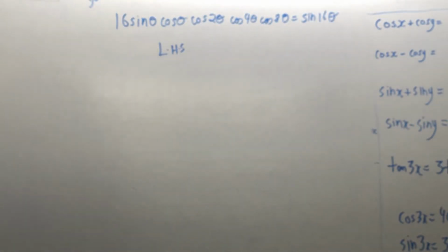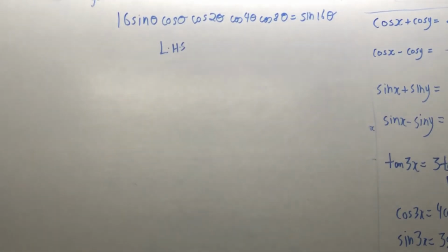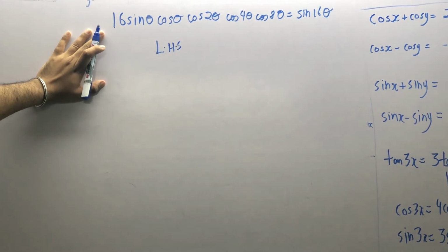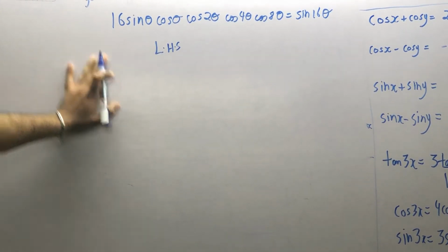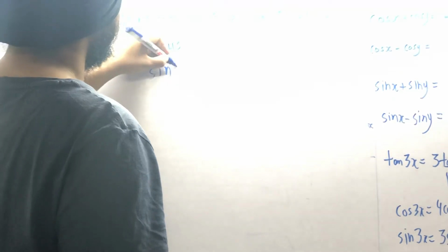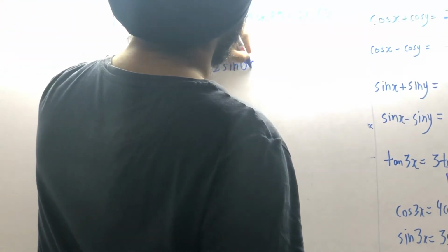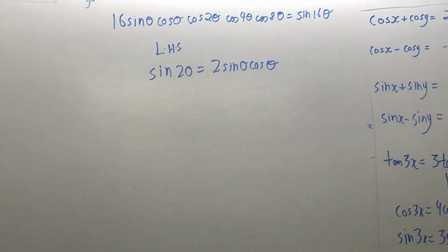Now what you can do in this question is see a pattern being formed here. You have to convert sin theta to sin 16 theta, so you will use the double angle formula. You know that sin 2 theta is equal to 2 sin theta cos theta, right? Sin 2 theta is 2 sin theta cos theta.